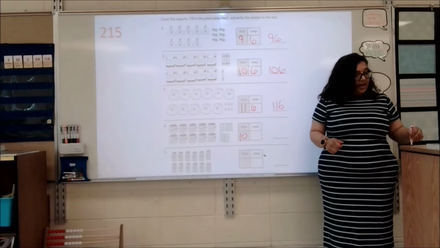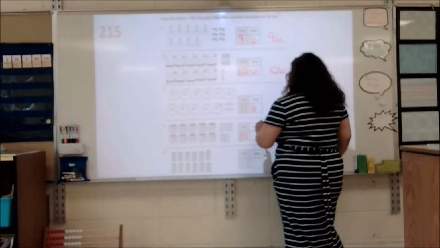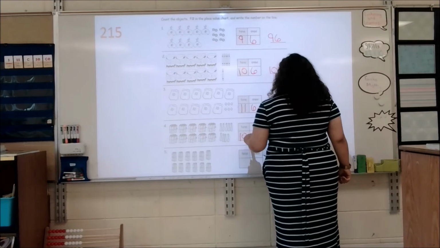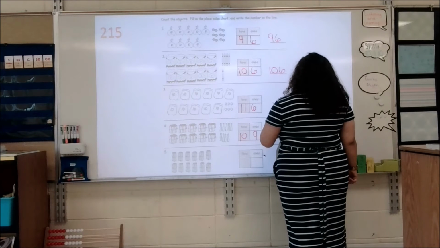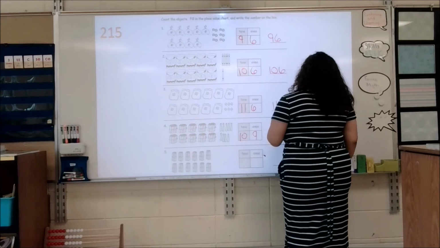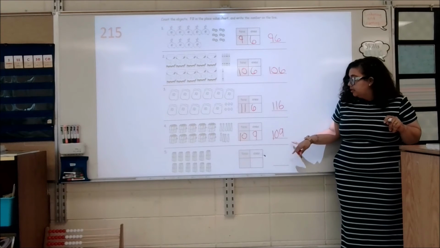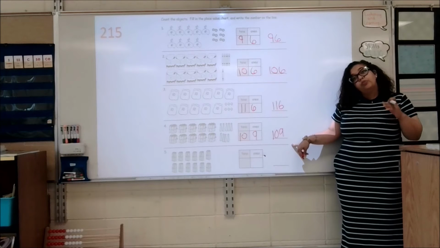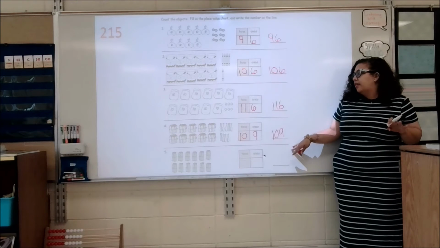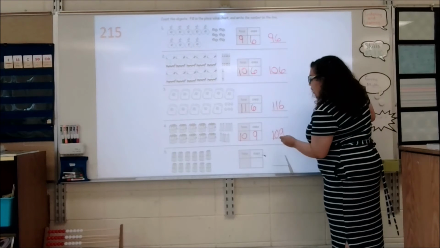9. I have 9 loose, unbundled cinnamon sticks. So 10 tens and 9 ones. Writing my digits, my 10 tens and 9 ones. How many cinnamon sticks are there? 109. Good. Now, this 0 has a value.